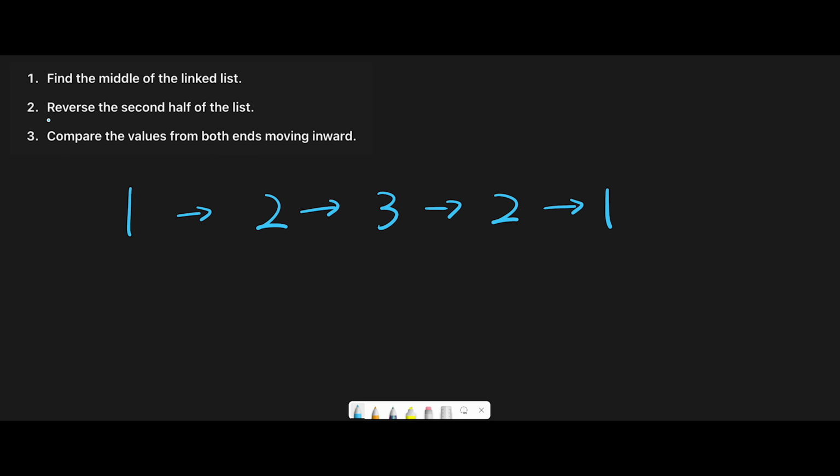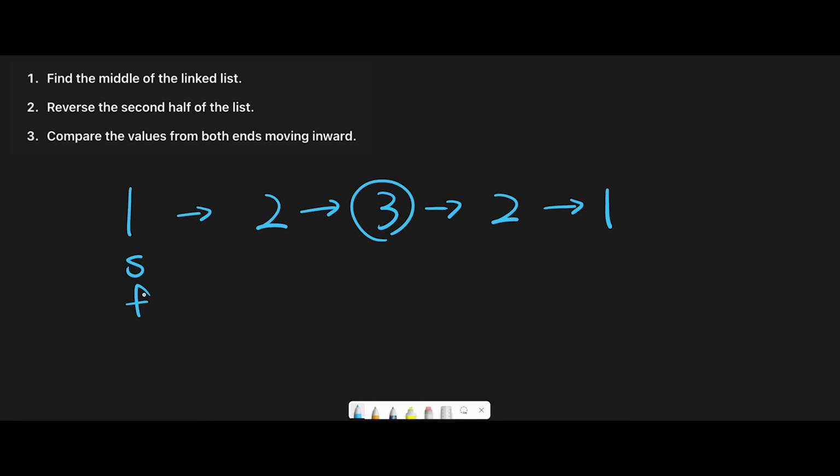Okay, let me explain the first step, find the middle of the linked list. So the question is, how can we find the middle of the linked list? In this case, 3. To do that, we use 2 pointers from the beginning. One is a slow pointer and the other is a fast pointer. The slow pointer moves once every time and the fast pointer moves twice every time. So the fast pointer moves twice as fast as the slow pointer. That means when the fast pointer reaches the end of the linked list, the slow pointer should be at the middle of the linked list, right?